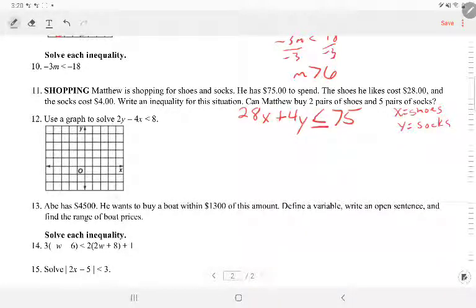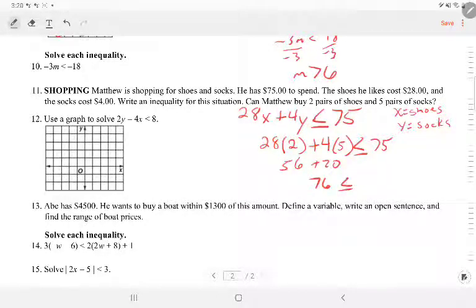So that's part 1 of the problem. I'd have to put that as part 1. And then, can Matthew buy 2 pairs of shoes and 5 pairs of socks? So all I have to do is say 28 times 2 pairs of shoes plus 4 times 5 pairs of socks should be less than or equal to $75. Well, that's going to give me 56 plus 20 is 76, and that is not true, so therefore it is false.